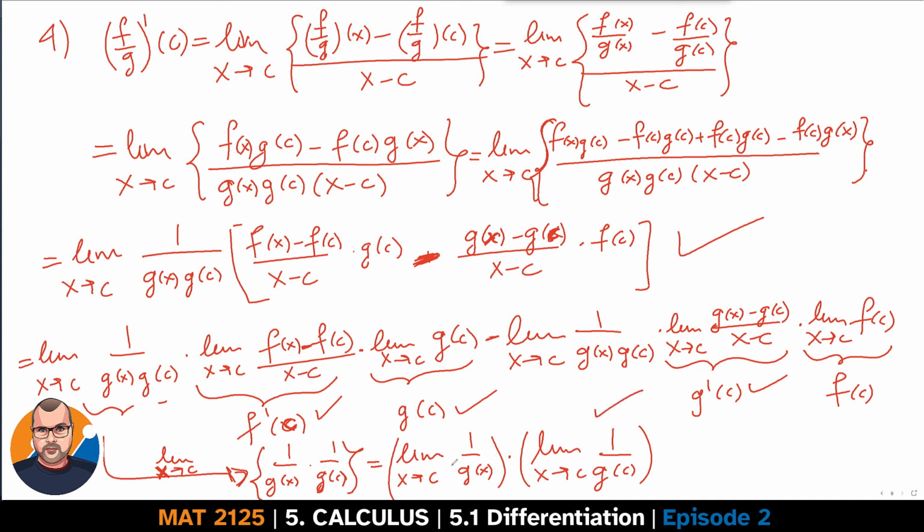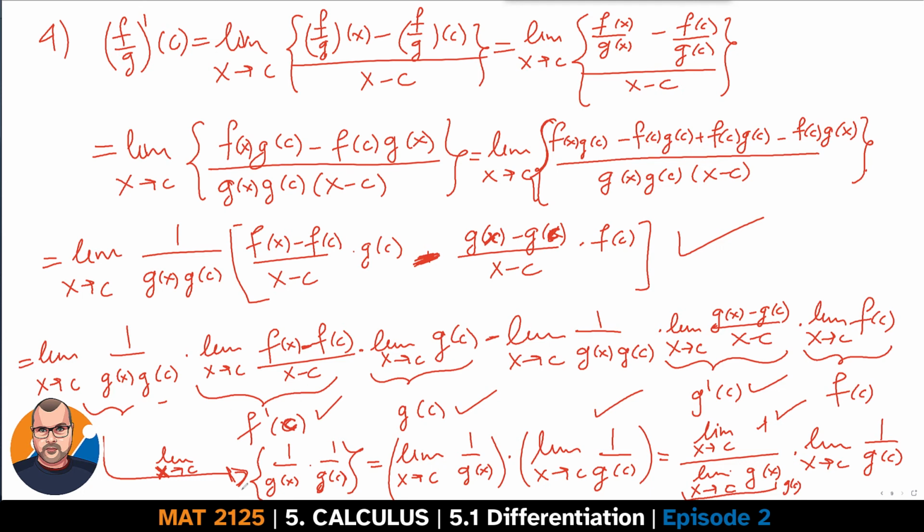So how do we work with this? Well, it is going to be the limit when x goes to c of 1 divided by the limit when x goes to c of g at x, times the limit when x goes to c of 1 over g at c, assuming that each of the limits individually exists. We know this limit exists, it's a constant, so that's equal to 1, we're happy with it. This function g here has a limit at c because g is differentiable, hence continuous. So this little chunk is g at c, and the limit of 1 over g at c is 1 over g at c.